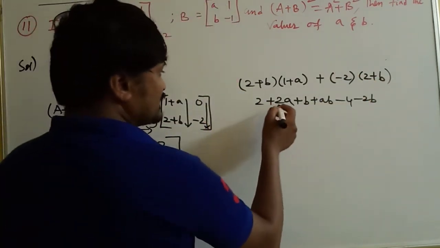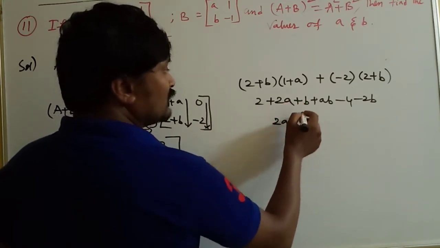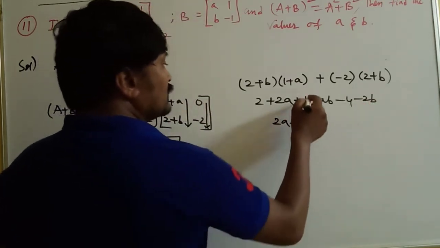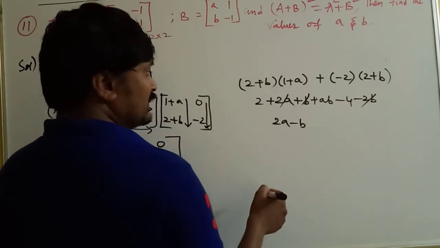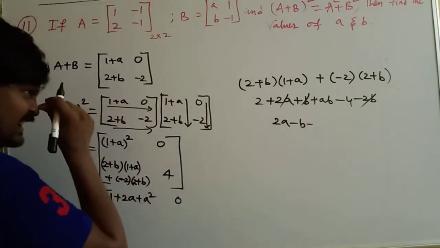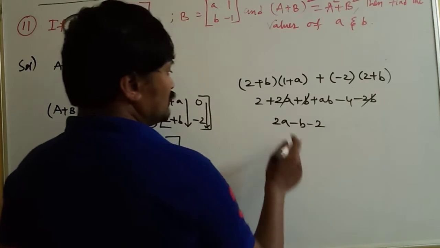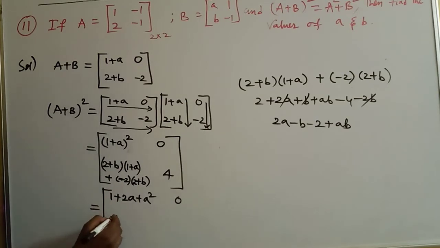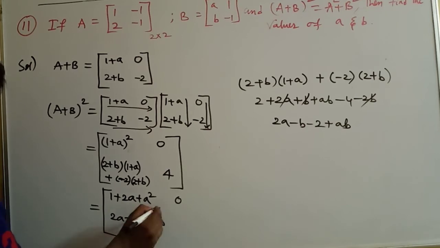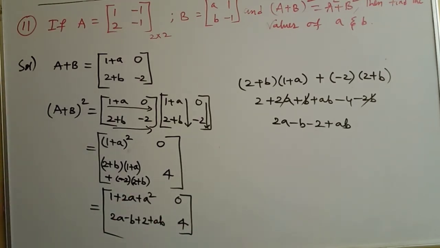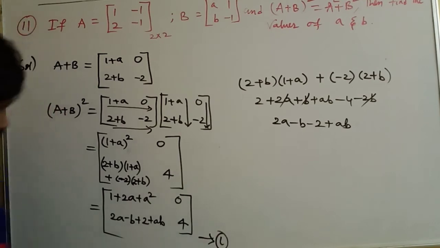So now let me check the simplification here. 2a plus b minus 2b is nothing but minus b. So this and this are completed. Then 2 minus 4 is nothing but minus 2, and then plus ab. So just write only that part: 2a minus b plus 2 plus ab. And the next part here is 4. Okay, so (A plus B) whole square we found. This gives us equation number 1.